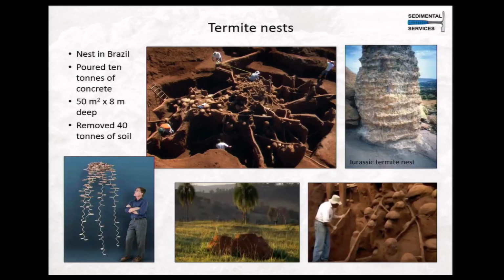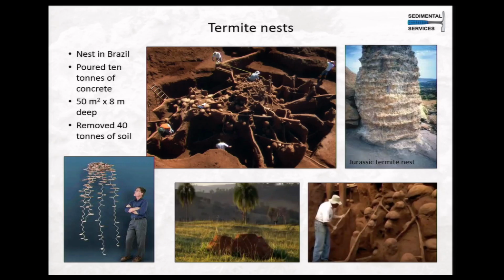I also have a fossil example of a termite nest to show you. This is from the Jurassic. This is a Jurassic termite nest that's about 5 feet tall that's been exposed as a result of erosion after these sediments have been deposited. So we've got a fossil termite nest here.